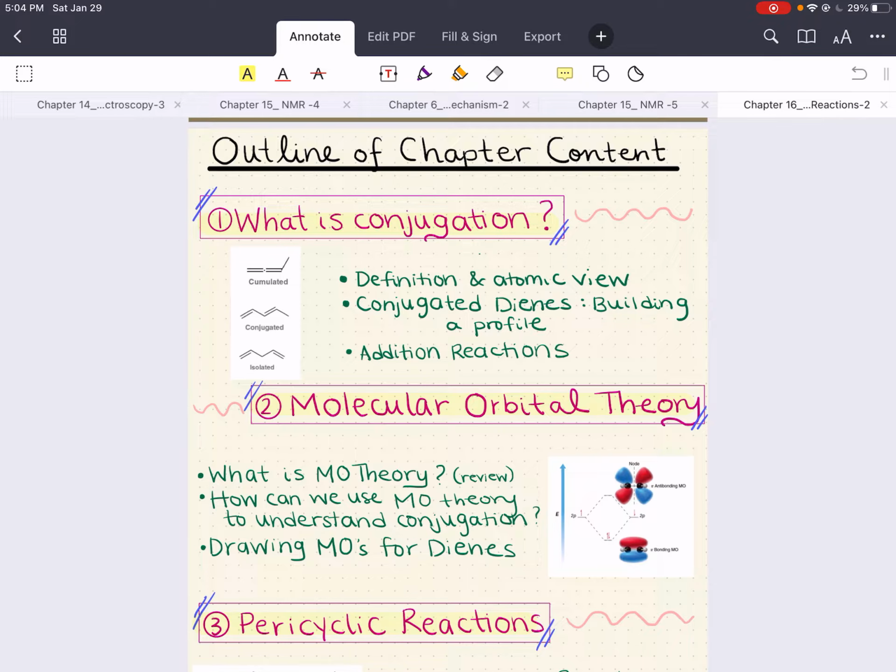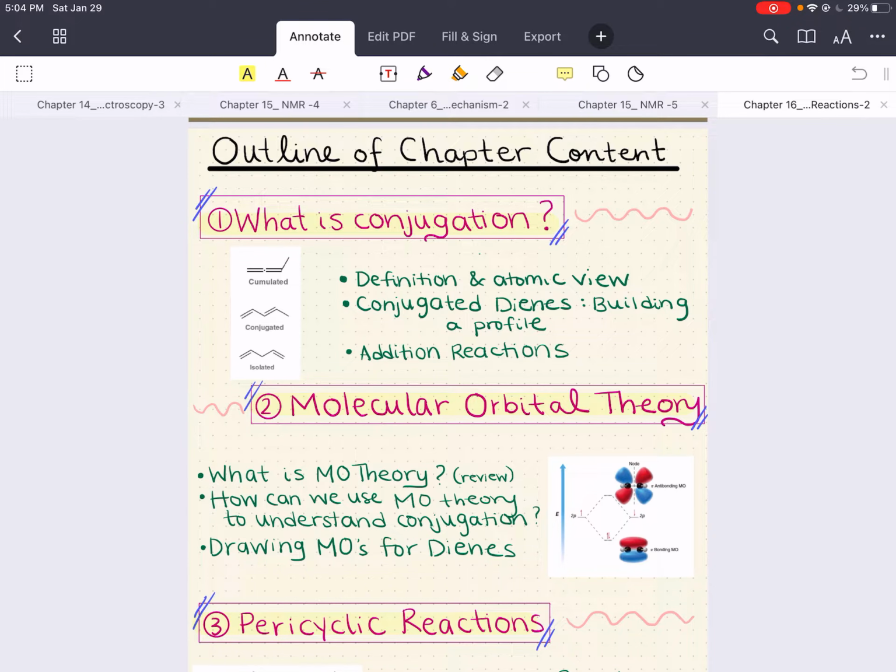about called dienes. Dienes are compounds that possess two carbon double bonds, and we're going to build a profile about conjugated dienes. Specifically, this profile will include important kinetic and thermodynamic properties of conjugated dienes. We're even going to look at addition reactions that are going to give us a practical, technical insight into how we can make dienes in a lab.